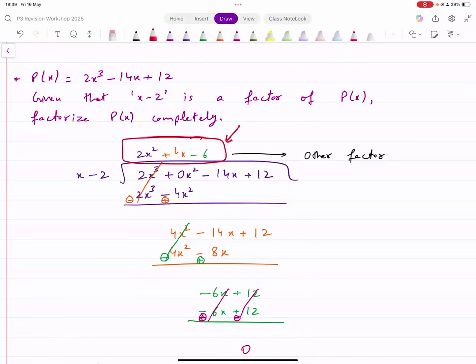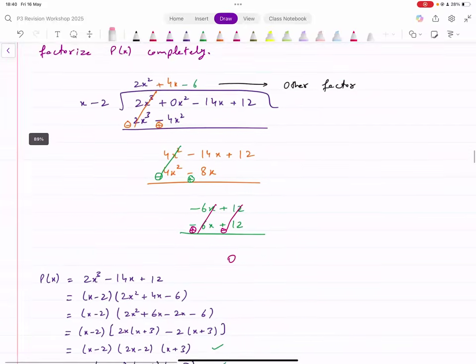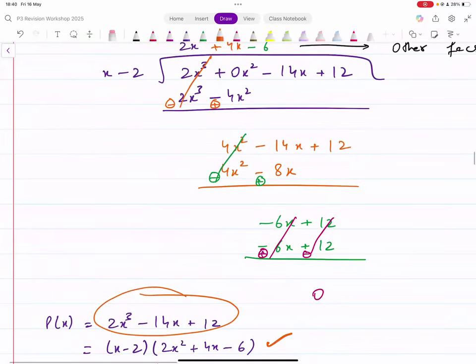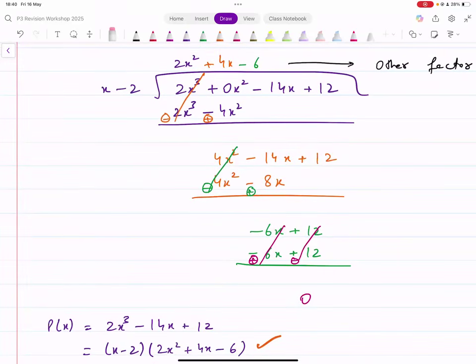As we discussed earlier, whenever the remainder is 0, both the divisor and the quotient are going to be factors of the polynomial. So what we get from this is x minus 2 was one factor, and we've got another factor that's 2x squared plus 4x minus 6. So we could write that polynomial, which was 2x cubed minus 14x plus 12, as x minus 2 into 2x squared plus 4x minus 6, using those two factors. So that's the factorized form.